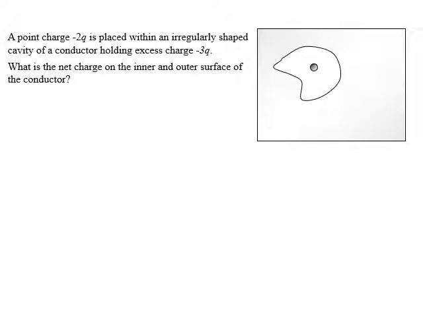For this example, we have a point charge of minus 2Q. So that's negative minus 2Q. It's placed within an irregularly shaped cavity, so it's kind of a jagged edge here, of a conductor holding excess charge of minus 3Q. So this is our conducting part. Q of the conductor equals minus 3Q. And our question is, what is the net charge on the inner and outer surface of the conductor? So what we know is because we have a point charge in the cavity, it's going to draw some charge to the inner surface of the cavity, that's this part, and we'll also have charge spread to the outer surface of the cavity. Let's label those 2 charges.